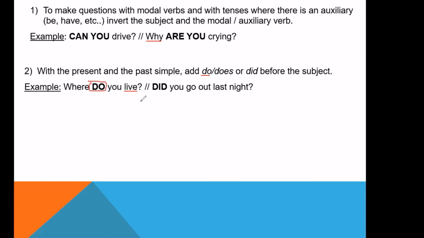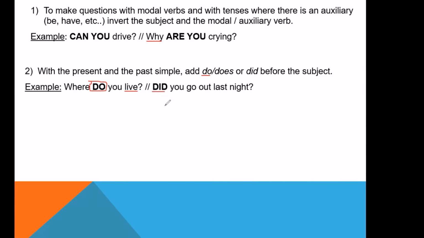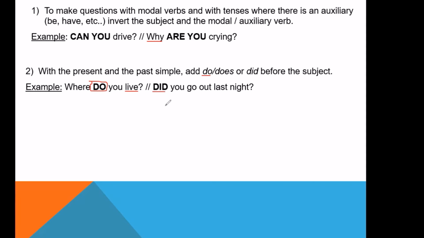If we have a yes no question, the auxiliary comes first. In this case I have here did, which is the auxiliary for the past tense. So if I ask you, did you go out last night? I'm going to answer yes or no. And in order to have the yes no answer, I'm going to repeat the auxiliary. Yes, I did. No, I didn't.